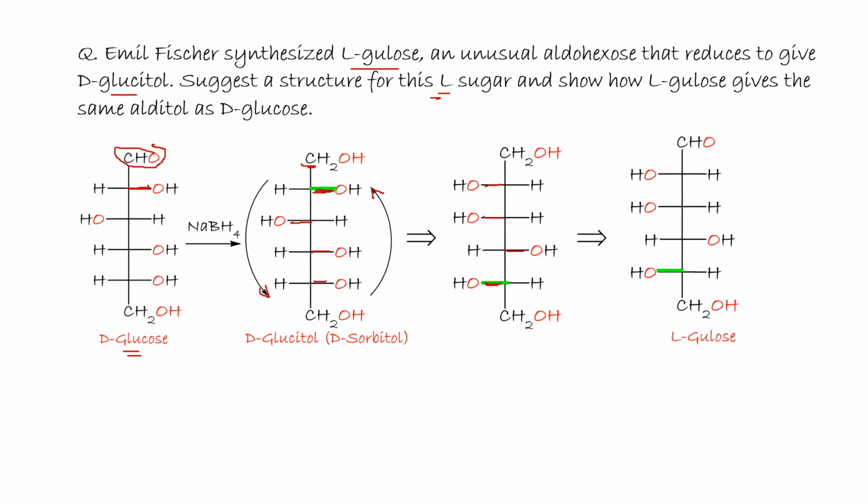Now, looking for this kind of L type, we take this backward to the aldose structure, so transfer it to aldehyde. This is an L-sugar, and that is L-gallose.